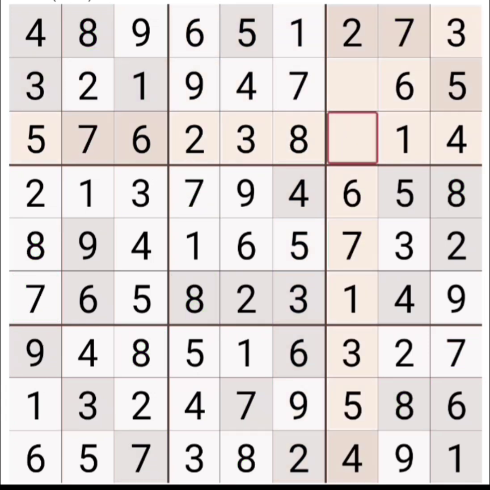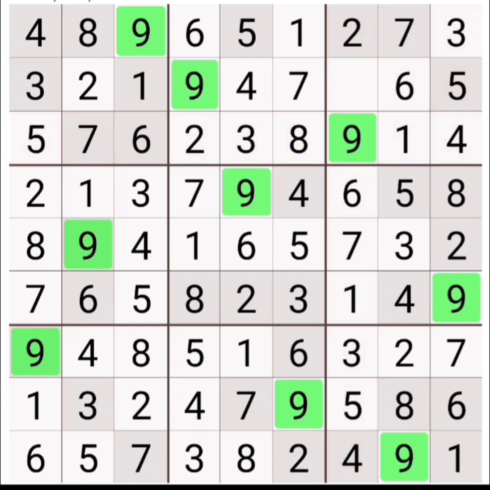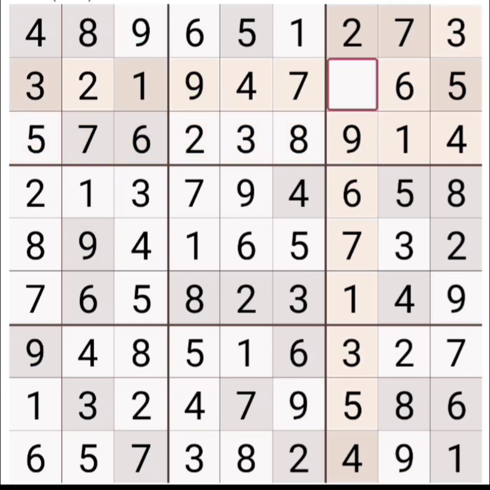Let us complete this box, the last box. In this box, 2, 7, 3, 6, 5, 1, 4 are there. Only 8 and 9 are missing. We cannot fill 8 in this cell because 8 is there in the same row. So we'll fill up this place with 9 and here it will come 8.